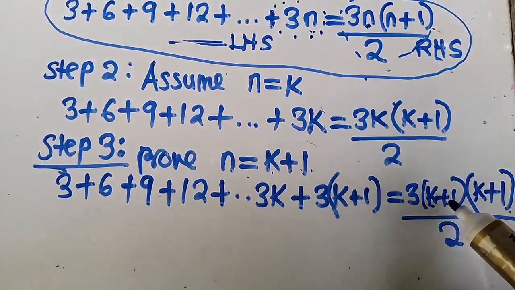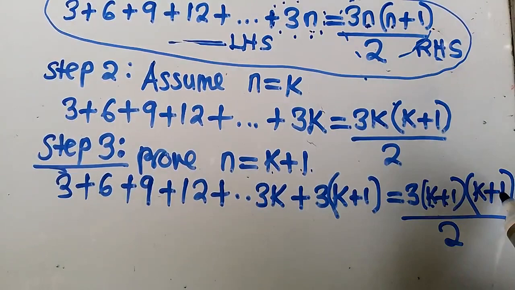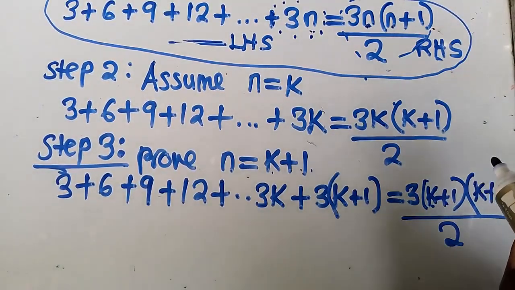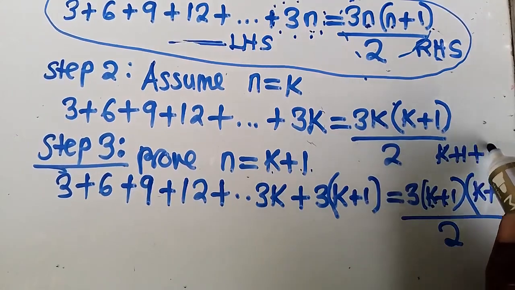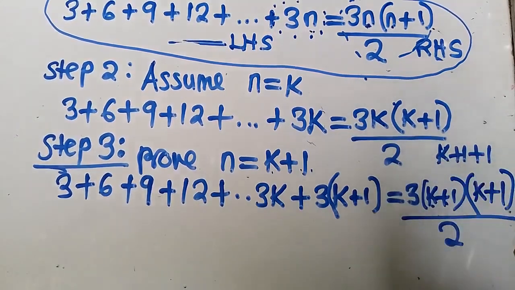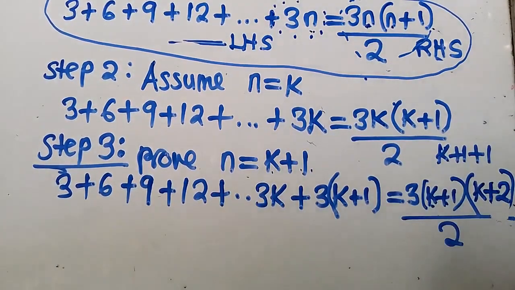This is k plus 1. Then n, I put k plus 1. K plus 1 plus the one that is there. So I'm going to have something like this. K plus 1, then plus what? 1. Which means that I'm going to have k plus 2. So here I'm going to have what? K plus 2. This is what I'm going to come up with. So this is what we've come up with.